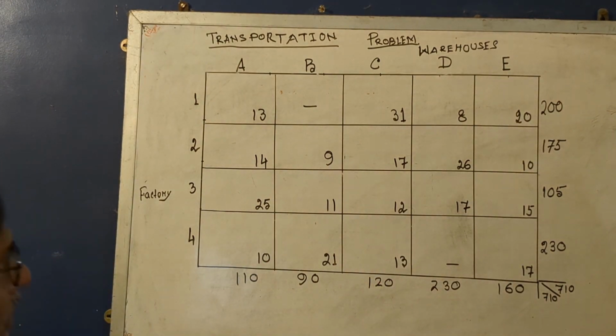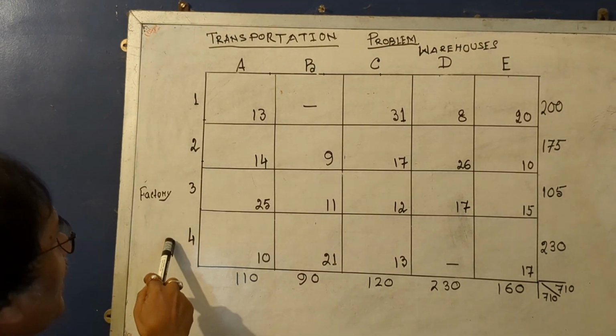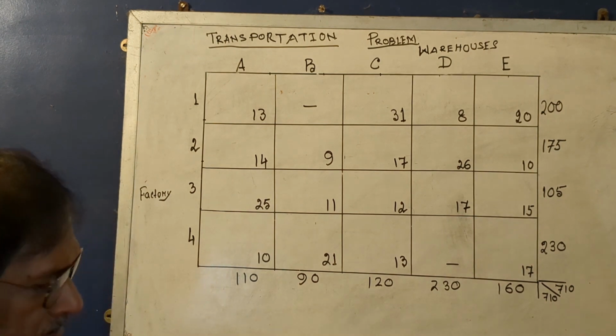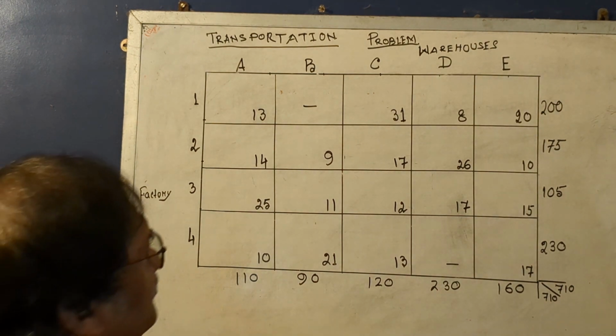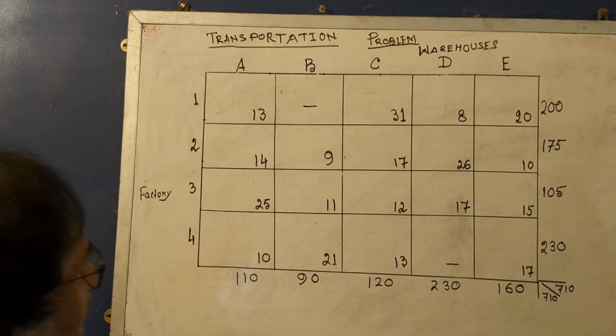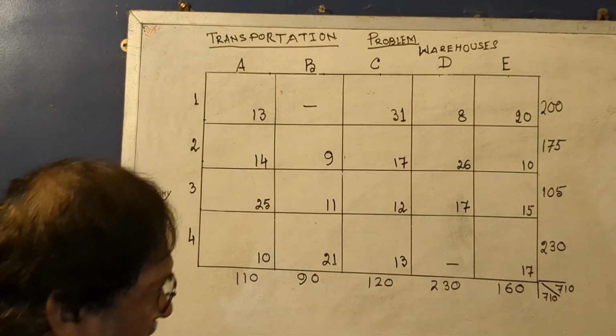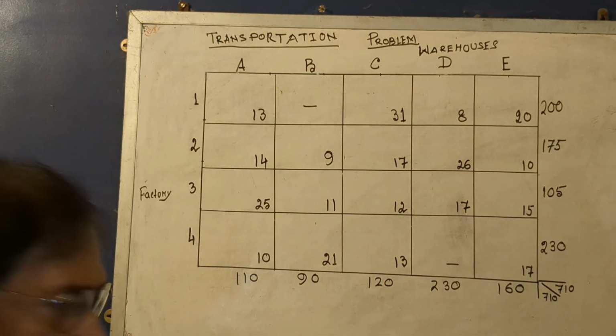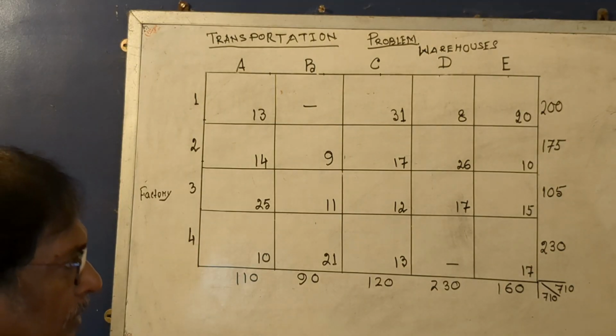You have to find out the best allocation, that is, the minimum cost transportation. You have to find out from which factory to which warehouses, how many products you will shift so that the conditions will be satisfied. That means your availability capacity and requirements will be fulfilled, but the total transportation cost will be minimum. This is the problem. How do you solve it? Now I am going to start to solve it.